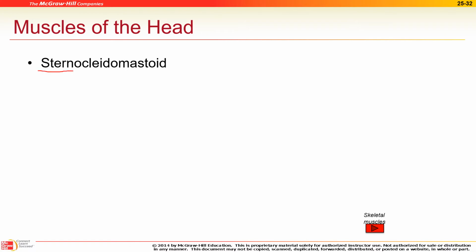Sternocleidomastoid. Point to your sternum. All right. Point to your clavicle. And then that's where the muscle starts. And then point to your mastoid process. So the muscle starts here, where the sternum and the clavicle is. And your mastoid process is that bump behind your ear. Right? That's the mastoid process. So the muscle goes from here to there. So if you know the bones and the landmarks of the bones, the muscles are going to be a lot easier.